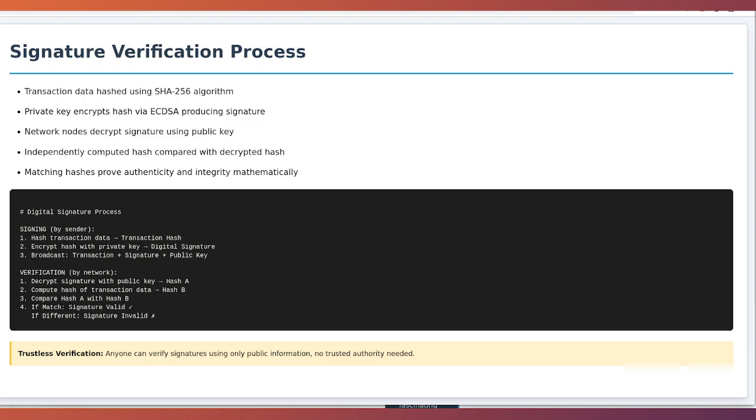The beauty of this system is that verification requires only public information: the transaction data, the signature, and the public key. Yet creating the signature requires the private key, which only Alice possesses. This asymmetry enables trustless verification, a cornerstone of blockchain technology.